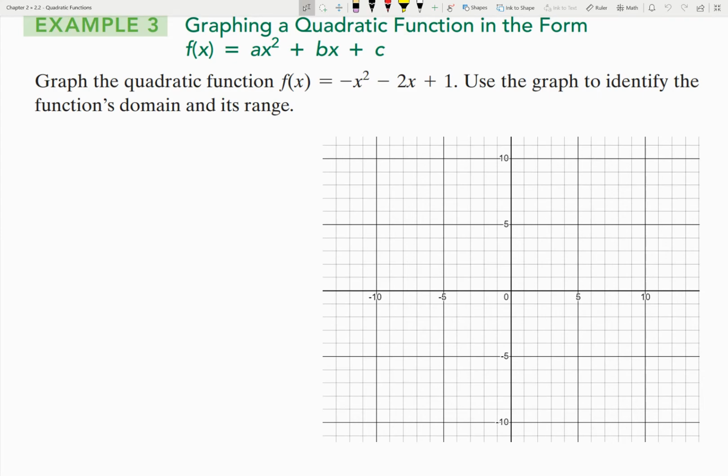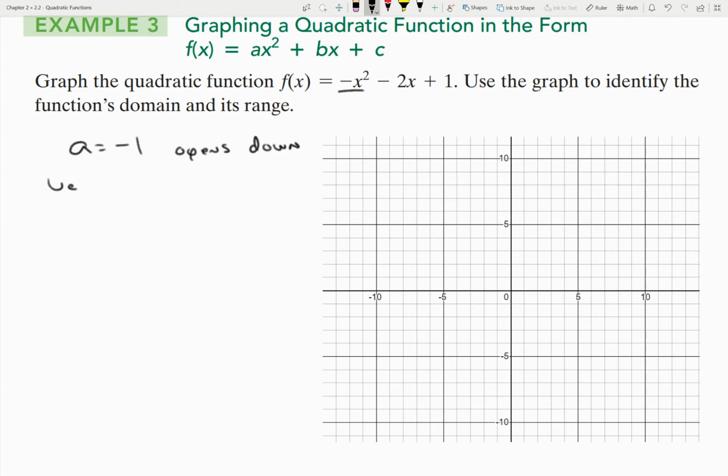Okay. So let's take a look at this one. a is negative 1. That doesn't change. The number in front of x squared is still a. It still tells me my stretch or compression, which is not stretched or compressed in this case, but it is reflected, which means it opens down. Let's write that down. Opens down, just to make sure we know what we're doing here.